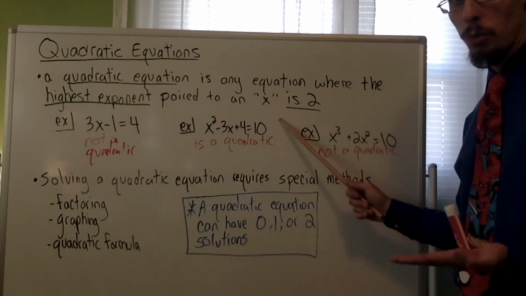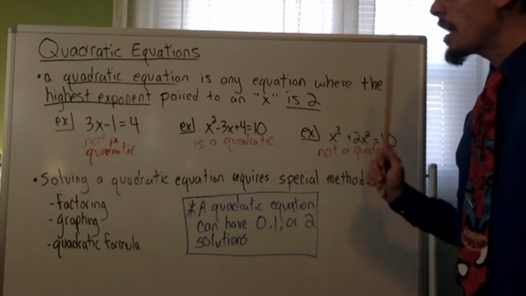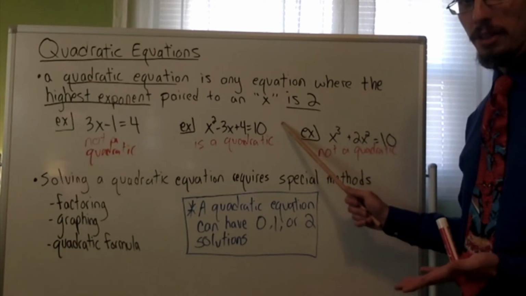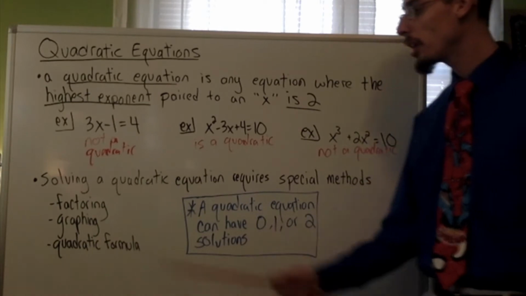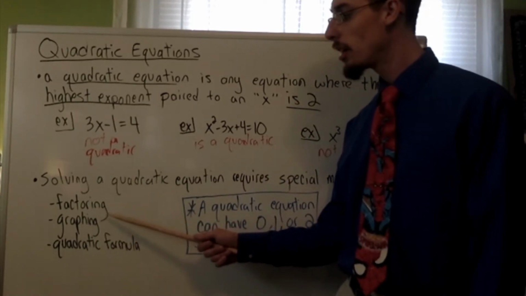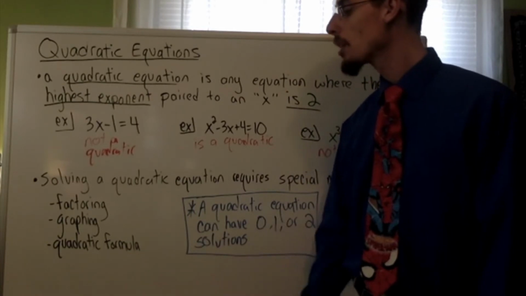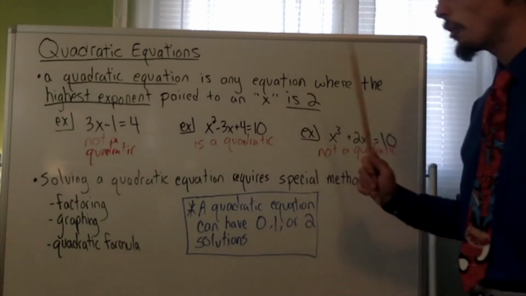I mean, for one, they look weird, right? X squared minus 3x plus 4. In order to solve something like this, we're actually going to need special methods. There's quite a few of them. For us, we are only going to be focusing on factoring, graphing, and then the quadratic formula. Three different methods for solving an equation.